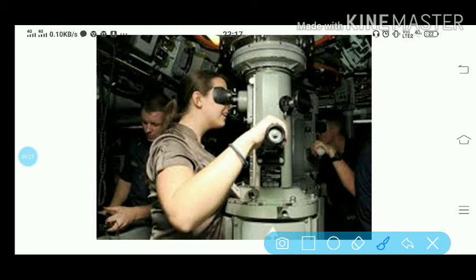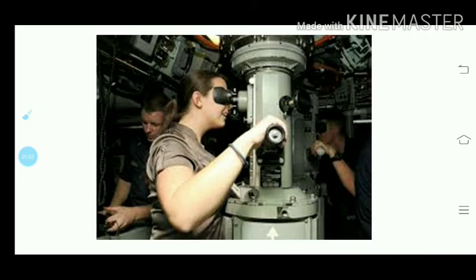First of all, let me tell you that this is inside a submarine. A submarine is a kind of ship that travels inside water or under the surface of water. Now, if these people are inside the submarine, what are they seeing exactly? You'll be surprised to know that with this instrument, they are seeing things that are above water, whether there is any threat or not.